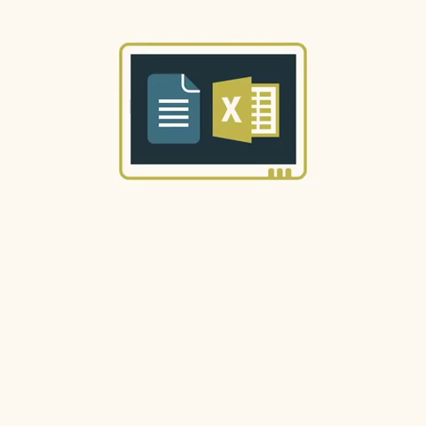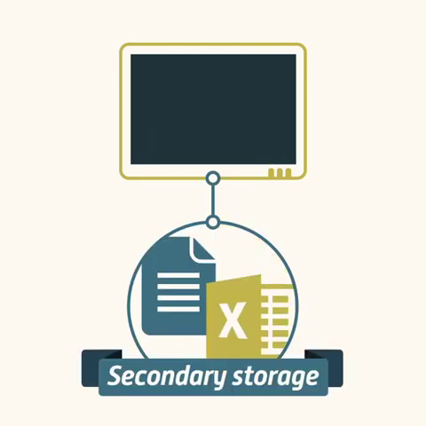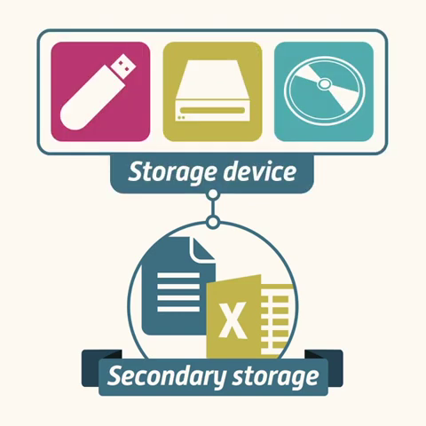In order to keep our files and programs in the long term, they need to be safely stored somewhere. This type of storage is known as secondary storage. Any device that's used to store data is known as a storage device. There are different types of storage devices, each with their own purpose and use.